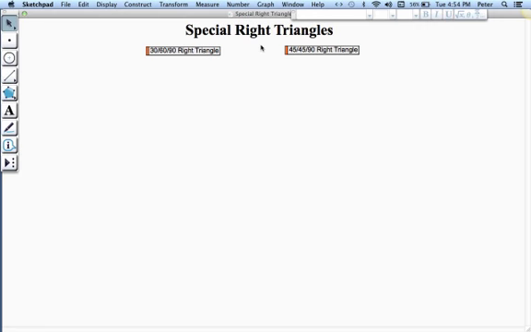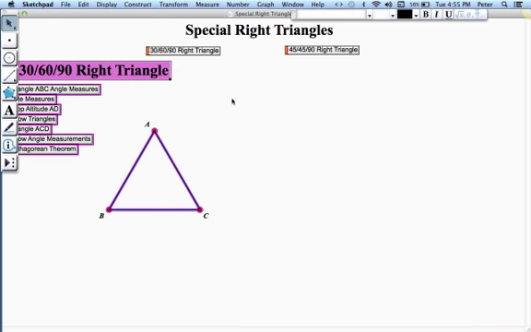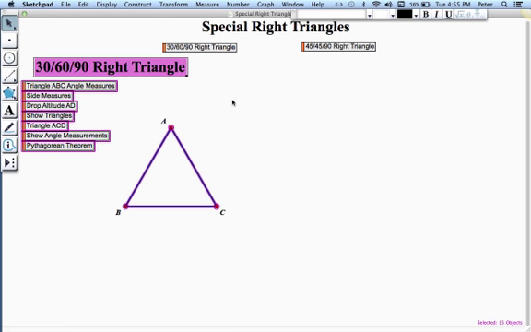Okay, there are two types of special right triangles, the 30, 60, 90 triangle and the 45, 45, 90 triangle, which is also known as the isosceles right triangle. Let's take a look at the 30, 60, 90 first, and I'll derive for you how we can get the sides of a 30, 60, 90 triangle from just starting off with one side.